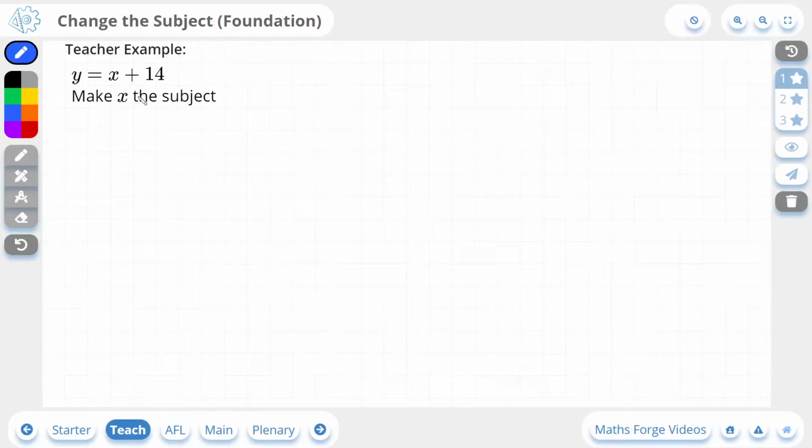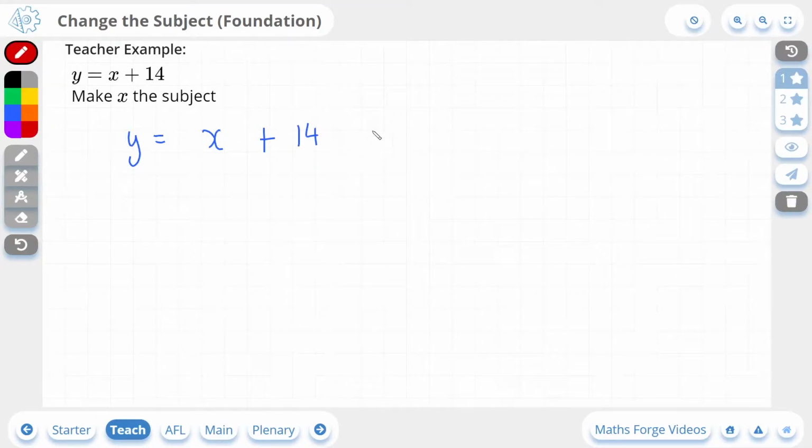So let's take a look at the first example. Here we have y is equal to x plus 14, and we're being asked to make x the subject. To make x the subject, that essentially means get x on one side on its own. Right now, as it stands, x has this plus 14 attached to it. And how we can get rid of the plus 14 is by balancing equations.